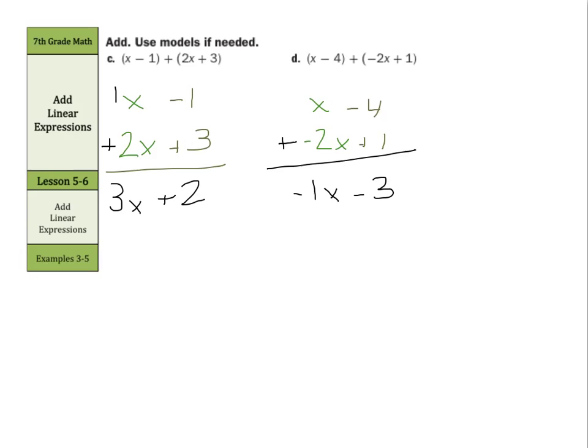Now, just like in C, where we rarely include the positive 1 with our x as a coefficient, the most simplified way to write this is just simply negative x minus 3. And those are our answers for C and D.